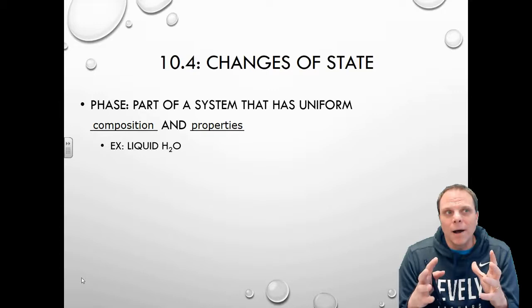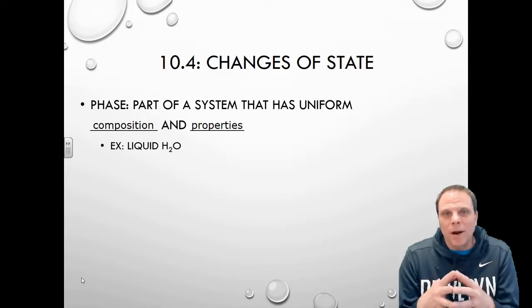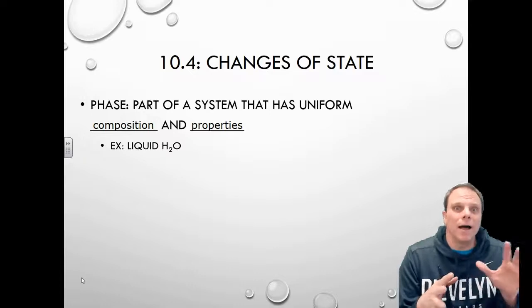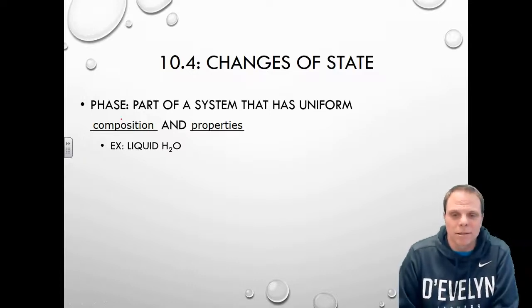Okay, so when we talk about phases of matter, we're talking about something that has a distinguishable composition and property that is unique from another phase of that same matter. Okay, does that make sense? So solids, liquids, gases, they're all just a little bit different from each other, right?